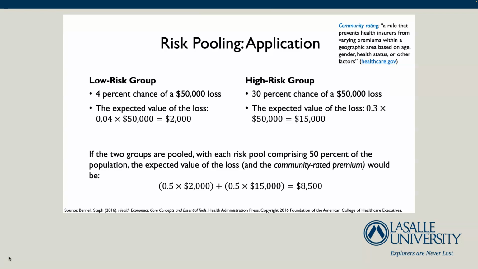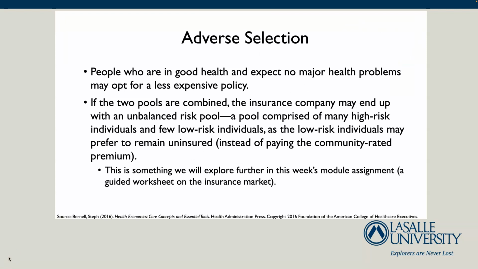And just as a definition, community rating is a rule that prevents health insurers from varying premiums within a geographic area based on age, gender, health status, or other factors. So if you're in the low risk group and your expected value of the loss is $2,000 and you're charged $8,500 for that premium, it might make sense to drop out of this insurance arrangement. And this leads to a situation called adverse selection.